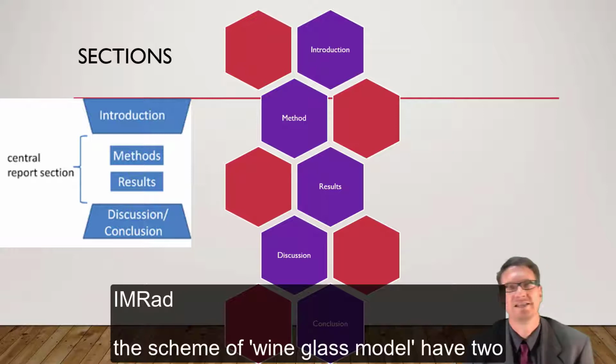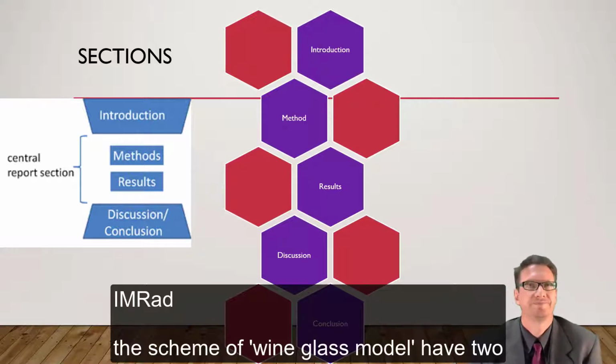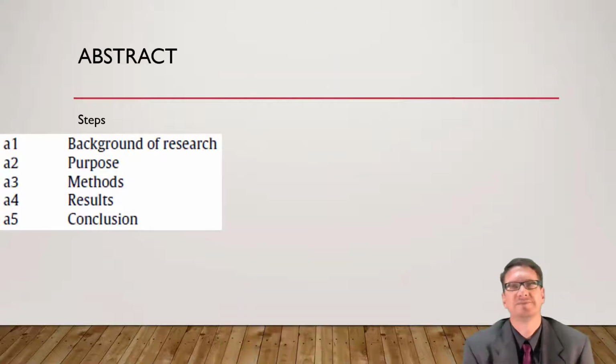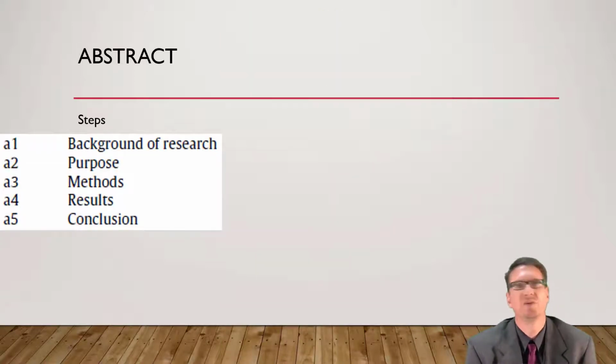So let's have a look at some of the moves which fit within each of these sections. So let's start with the abstract. We've already talked through some of the moves. This is just a different way of representing it. 5 steps, again, background of research, answers the so what question, what the purpose is, what methods did you use, what results you got, and where to from here. It's a very common framework.